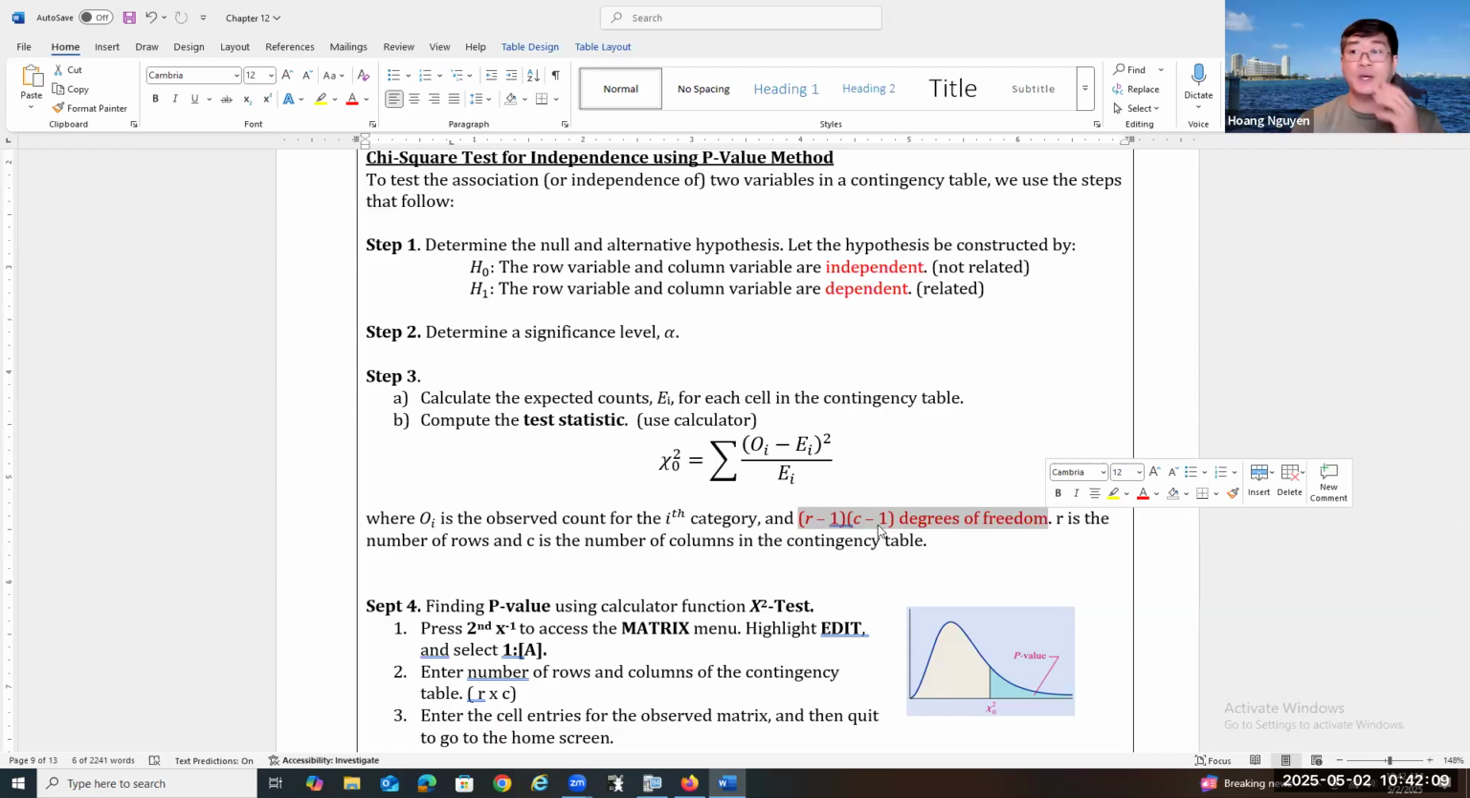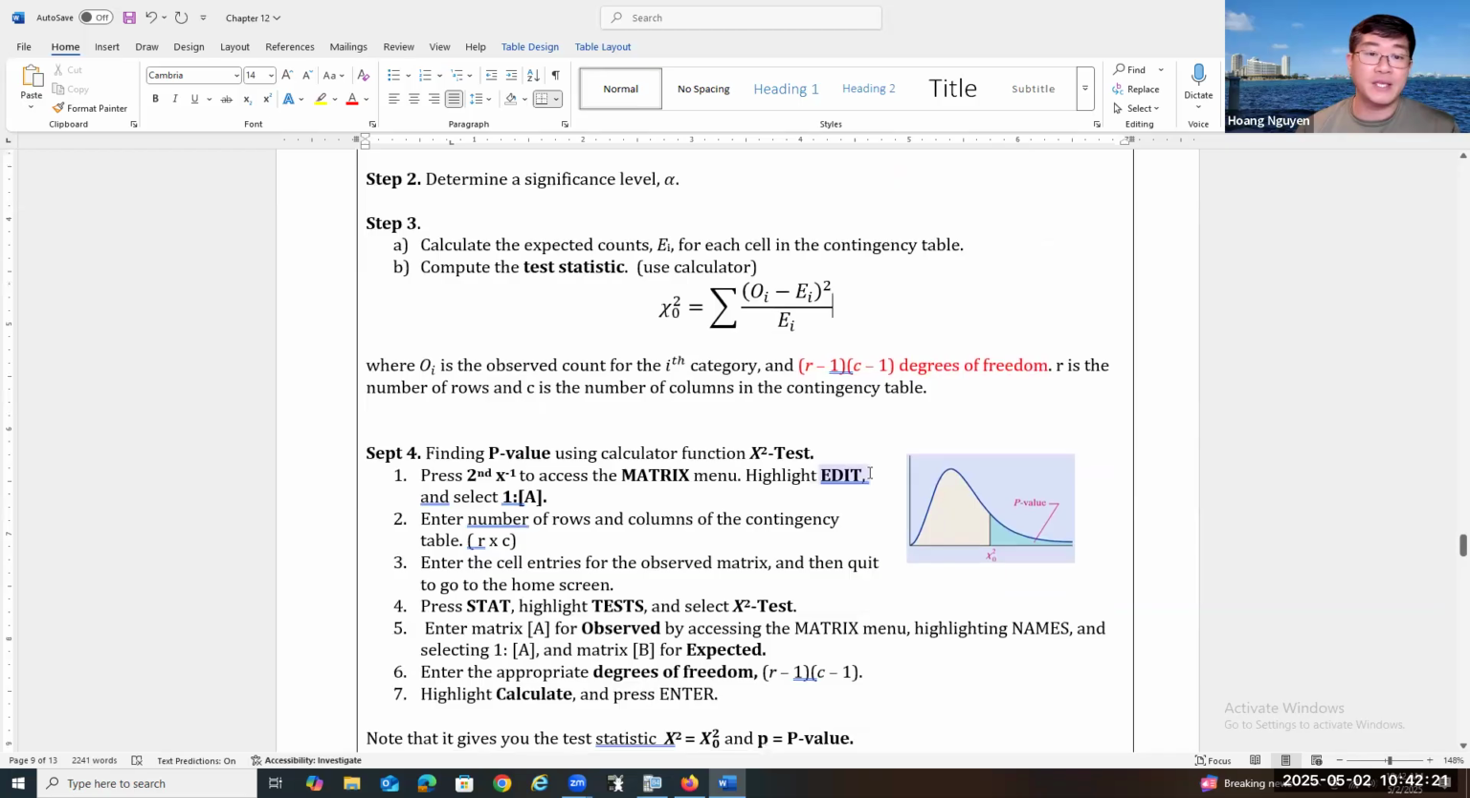So that's going to be step number 3. We're going to calculate the test statistic, right? So you might use a calculator to get the answer of this, okay? Now, after we got the test statistic, step number 4, we're going to use a shortcut to calculate the p-value. The shortcut we're going to use is the chi-square test. So the chi-square test is the shortcut that we use to get the p-value of the test for independence. So you have to input the matrix because we have the rows and the columns.